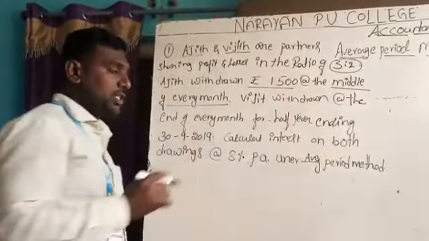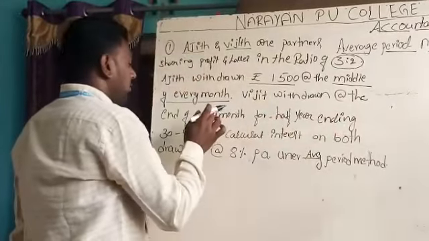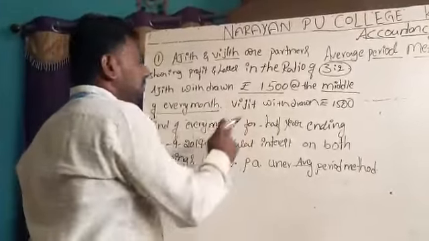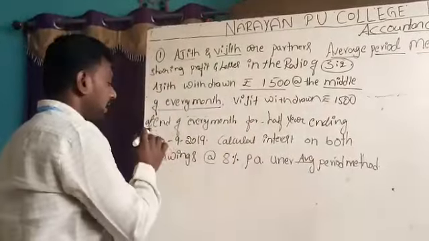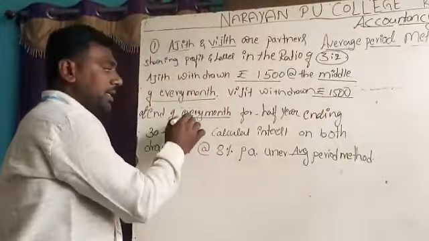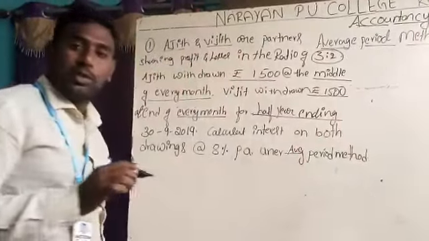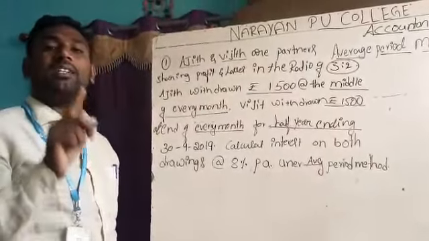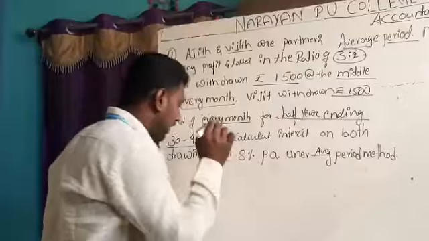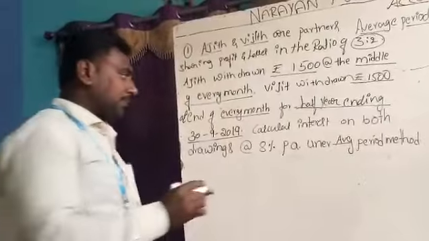Next, the other partner's information that is available: Vijit withdrew rupees 1,500 at the end of every month. This partner is withdrawing the same amount at the end of every month for the half year ending. So the information is available only for half a year, that is 6 months, not for 1 year. The half year ending date is given as 30/9/2019. This is the ending date.